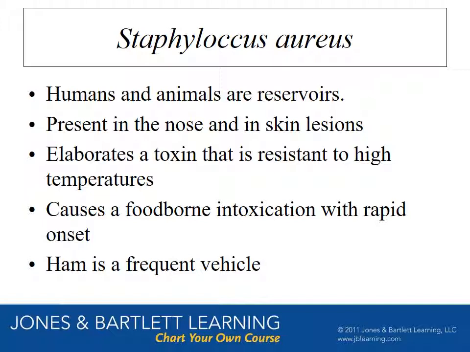The intoxication is very rapid onset, and ham is a frequent vehicle or a common source of food that's contaminated with this. If you've ever thought about the very traditional outbreak scenario where people bring potato salad to a picnic and leave the potato salad out in the heat and then others consume it, the culprit for that would be something like Staphylococcus aureus, where they produce a toxin, you consume that toxin, and you get very ill quite rapidly for a relatively short amount of time.